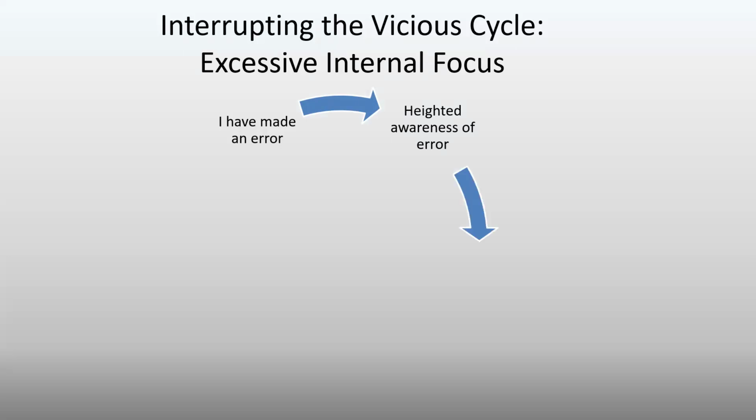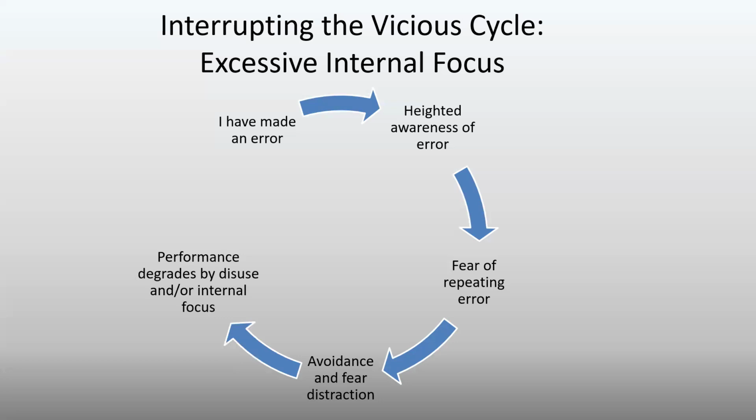Heightened awareness of a single error can lead to fear of repeating that error and excessive internal focus of the involved body part, so that you may be so attentive to that body part and fear associated that you become avoidant of making that error again. So you attempt to take on the motor control of something that used to be procedural with all of your conscious attention and therefore have excessive internal focus.